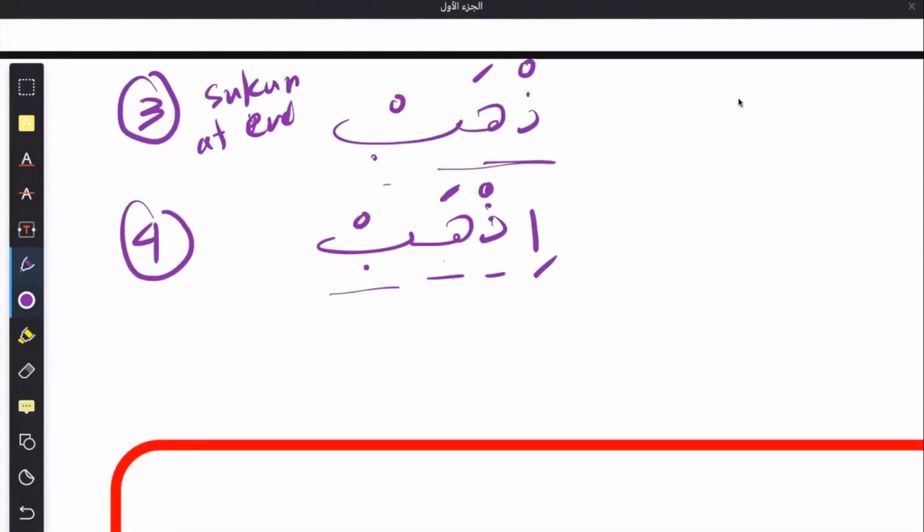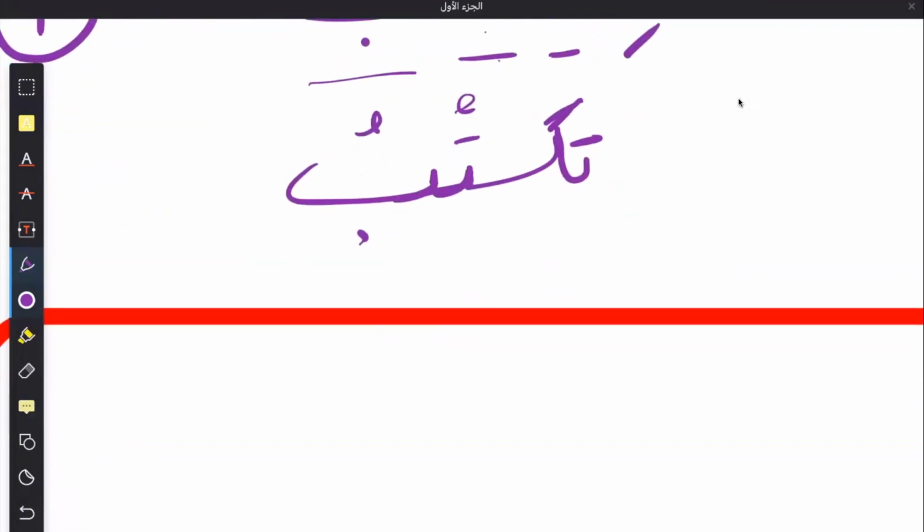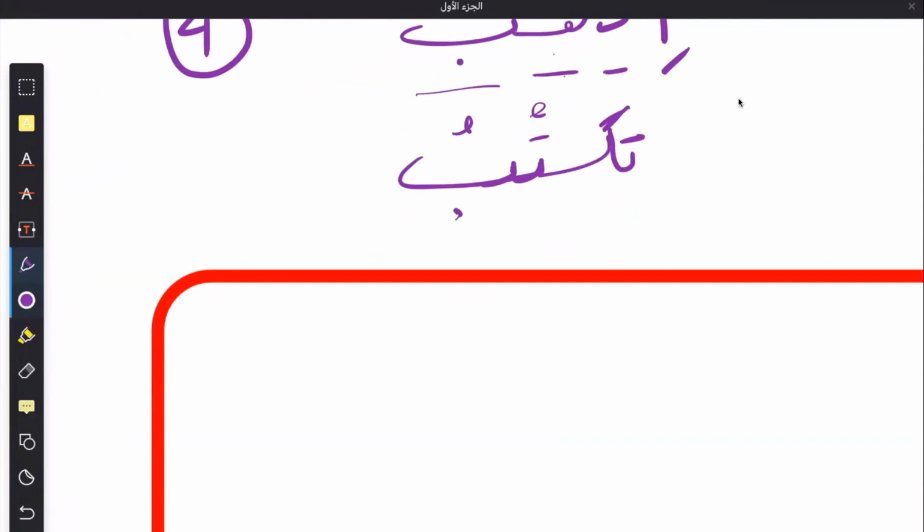Just to give you one where we will put a dhamma, it will be taktubu. Taktubu means you write. What's going to happen if we follow our rules? We remove the first letter, then we put the sukun at the end.